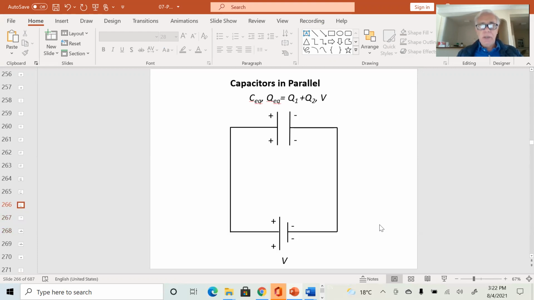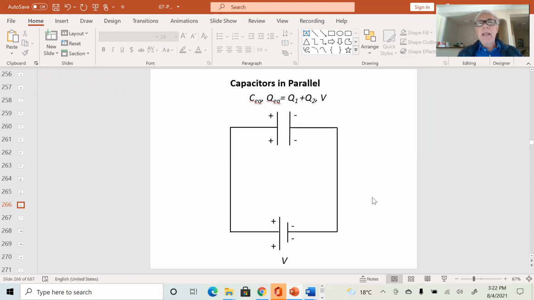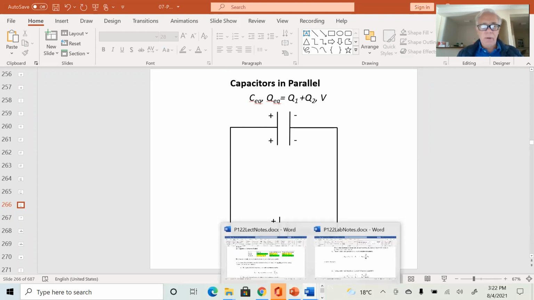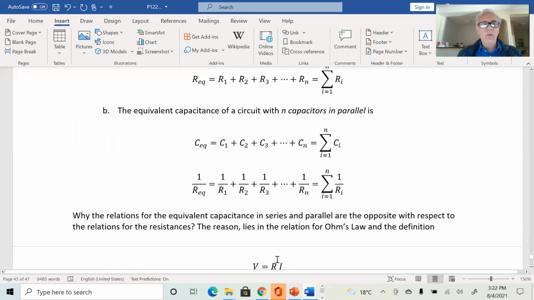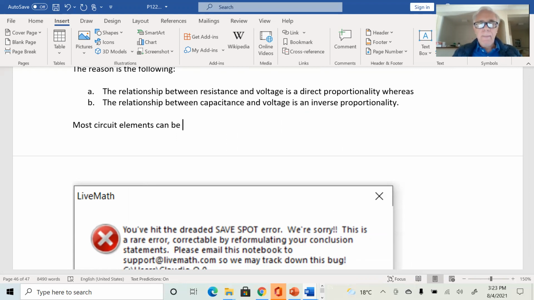So that's what we teach: how to connect capacitors in series and parallel, and how to connect resistors in series and parallel. Most circuits can be interpreted as a connection of elements in series or parallel. I'm going to write that down for you. Lecture notes: most circuit elements can be connected either in series or parallel, but not always.